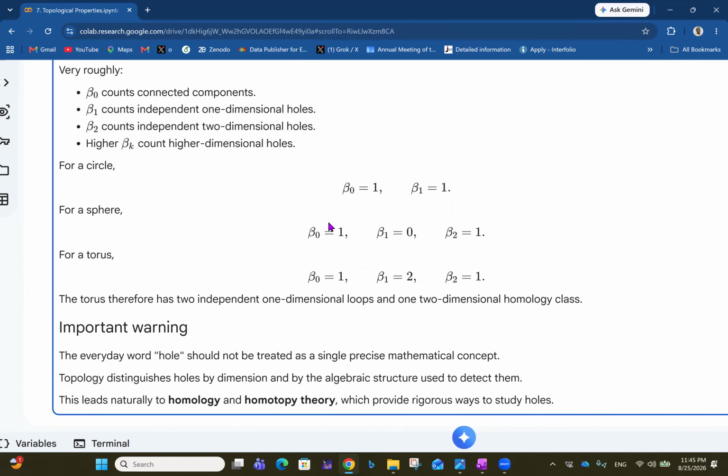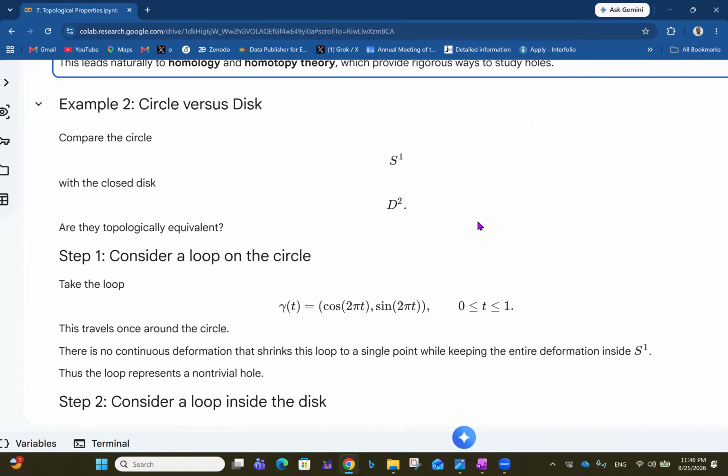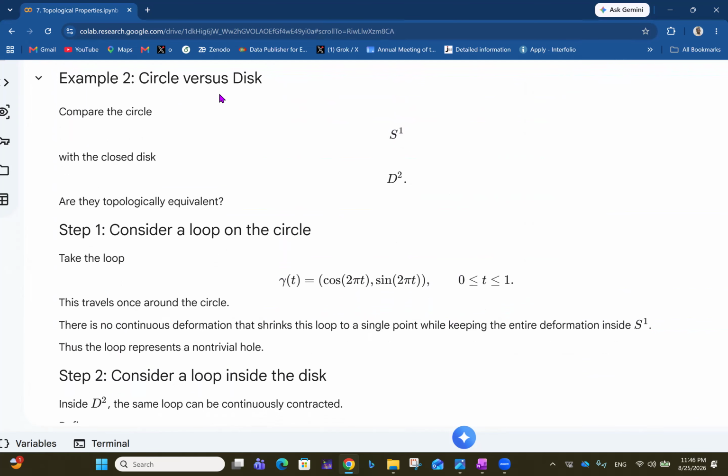For a sphere, there's only one connected component, the whole surface of the sphere. Then beta 1 counts independent one-dimensional holes, and there's no such hole in the sphere. And then beta 2 counts independent two-dimensional holes, and that is actually 1. If you look at the space and the space enclosed, you have beta 2 equal to 1. So we then have circle versus disk.